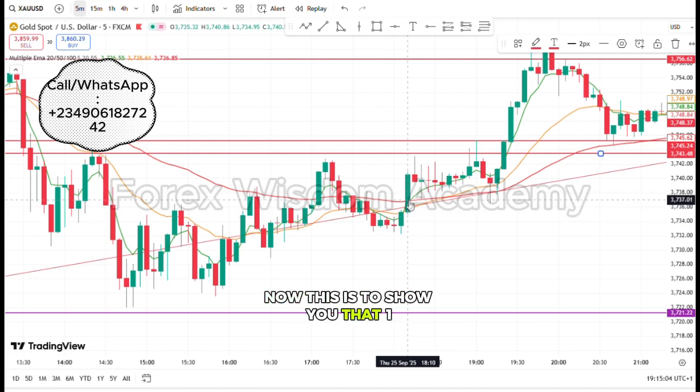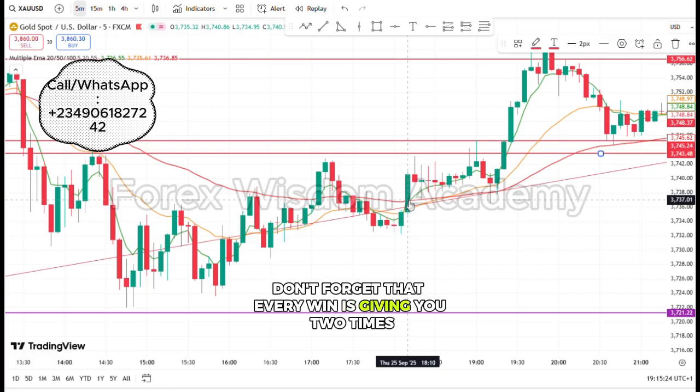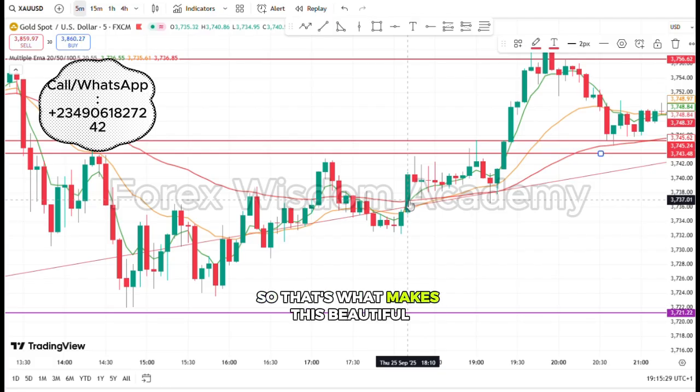This is to show you that this strategy is not 100%. There are also times for losses. However, the number of times you get your profits is more than the loss. So for instance, if you do this strategy 10 times, you win 7 times, you take 3 losses. Don't forget that every win is giving you 2 times the loss you would have made. You understand? So that's what makes this beautiful.